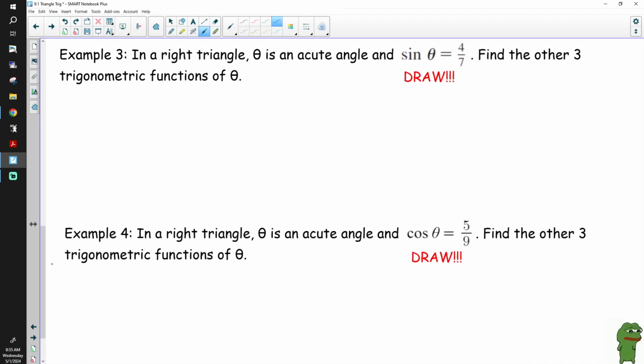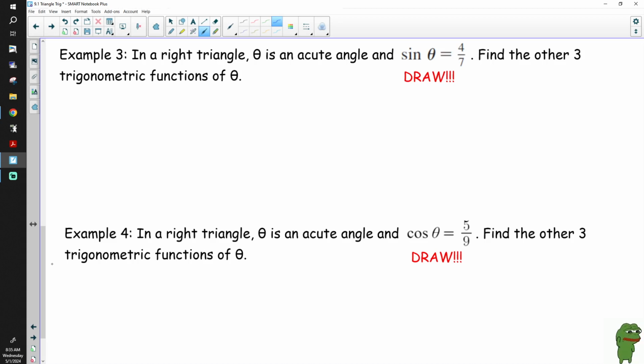because we need to practice doing some drawing. In a right triangle, theta is an acute angle. And sine of theta is 4/7. Again, let's find the three trig functions.